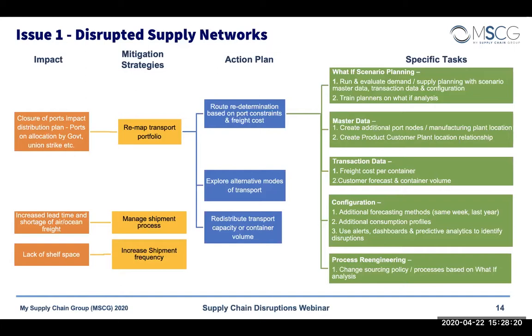Based on these scenario planning results, then we're going to come out of that with some updates possibly to some master data, some transactional data where we're looking at maybe changing our forecast or our container volumes. We could possibly put in new configuration that looks at some different forecasting methods, and you can always look in a more long-term, possibly even addressing in your process re-engineering piece of addressing your sourcing policy and processes based on that what-if analysis.